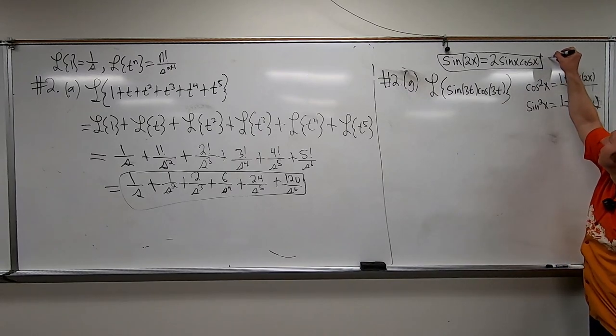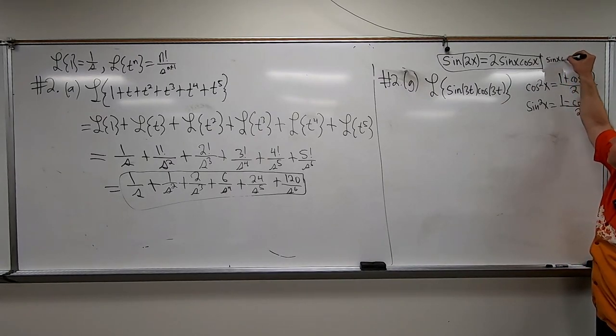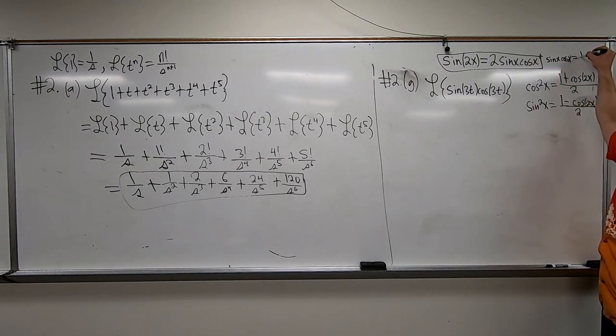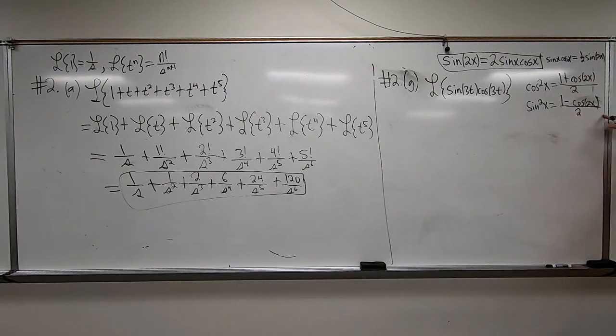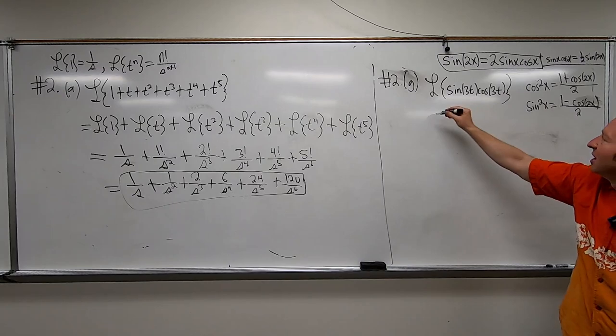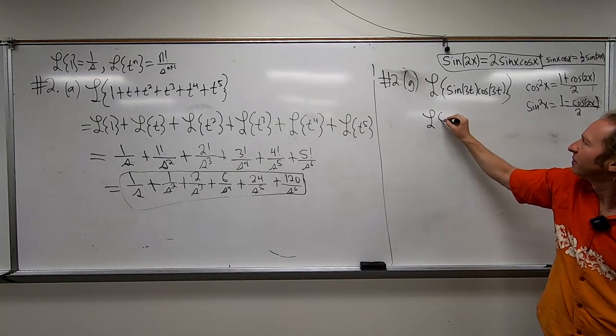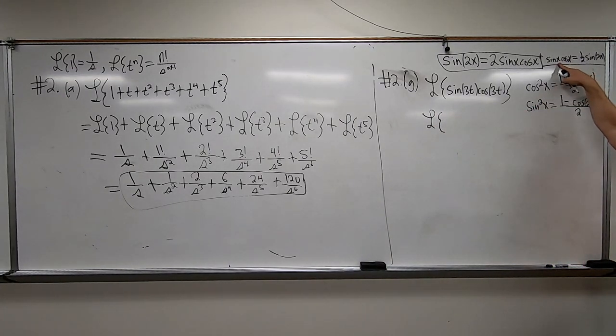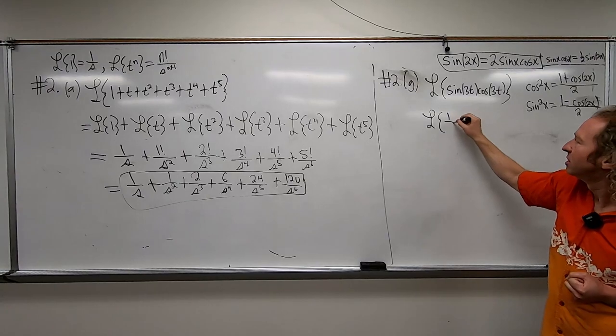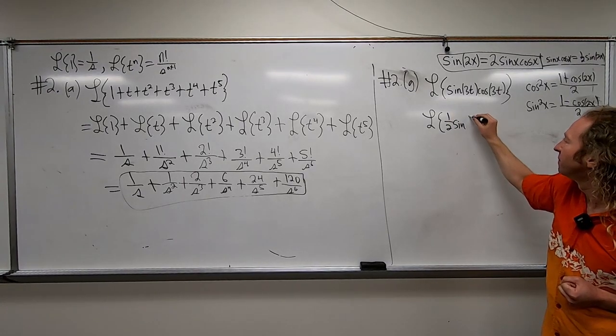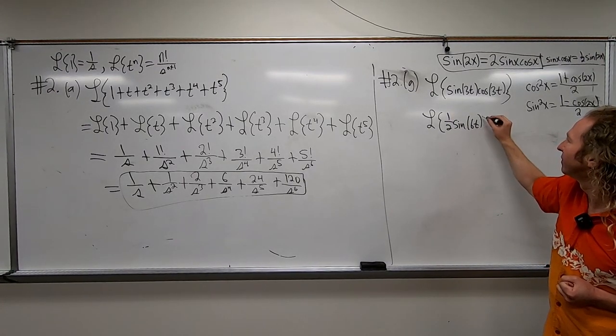So if you rewrite this, you get sine x cosine x equals 1/2 sine 2x. I can't believe I made that mistake. So here, the x is actually 3t. If you plug in 3t for x, you get 2 times 3t. So what would you get? 6t. 6t. We're okay with that?